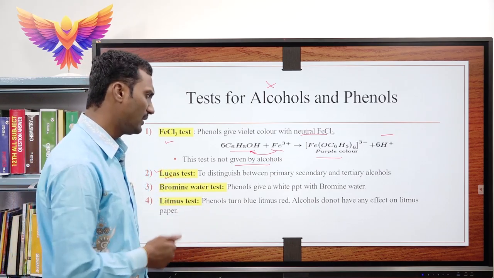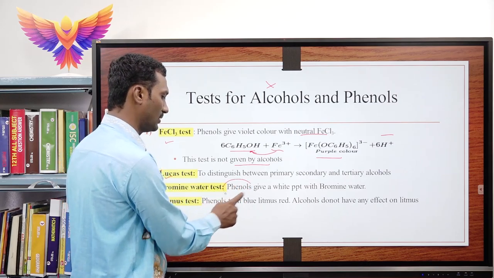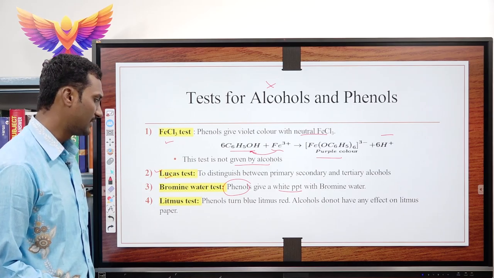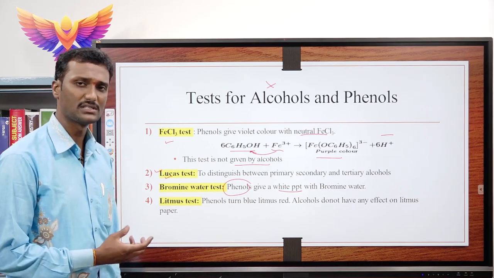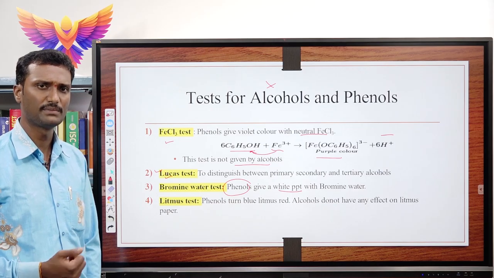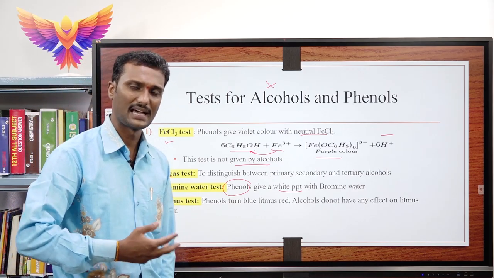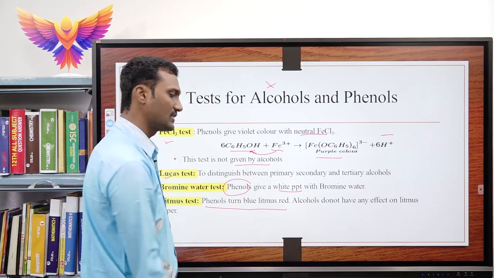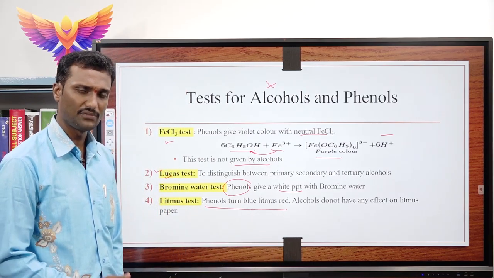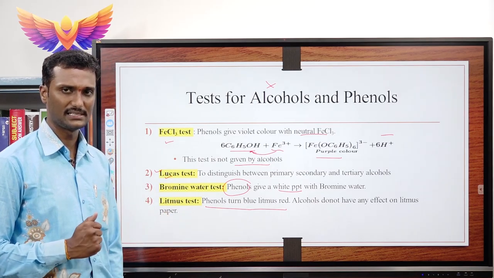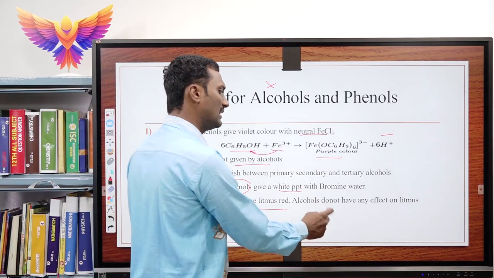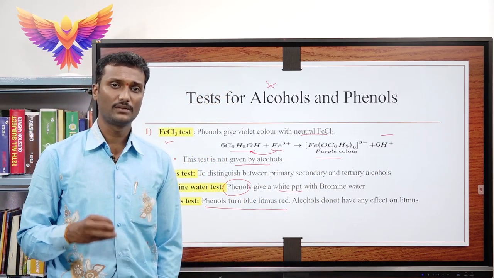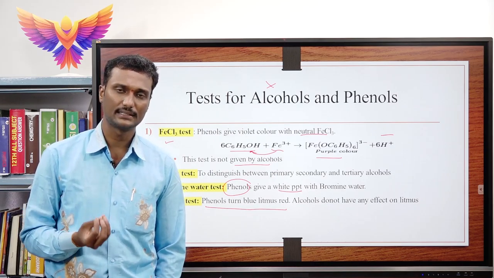So that is one reaction which differentiates between 1 degree, 2 degree, and 3 degree alcohol. Bromine water: when you add phenol to bromine water, we get a white precipitate, am I right? We just learned that previously. And the litmus test is a very, very simple test, because we have red litmus and blue litmus. Litmus is used to identify whether it's acidic or basic. When phenol turns blue litmus to red, it indicates it's acid. Alcohol will not show any effect on the litmus paper. Hence, this confirms alcohol is less acidic than phenol.